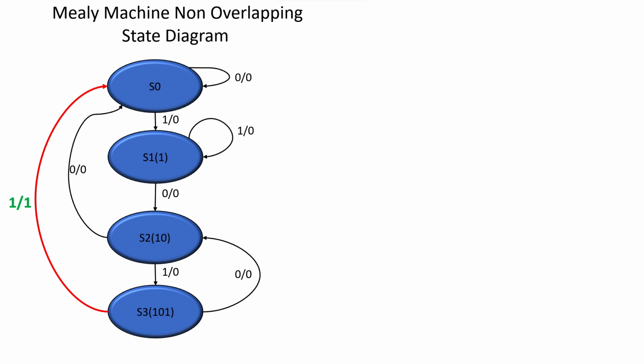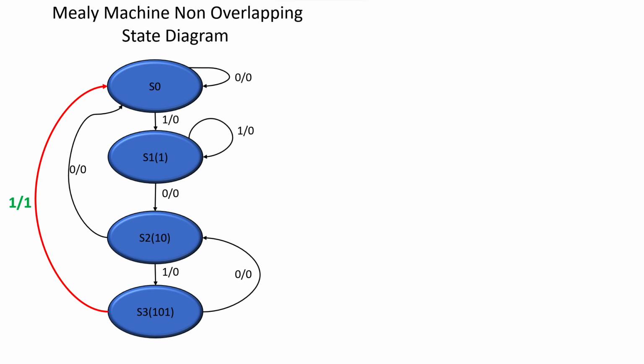Then I start making the other transitions. If at S0 reset state 0 input comes, then the present state will remain at S0 only. If at S1 state 1 input comes, then the present state will remain at S1 only. If at S2 state 0 input comes, then the present state will go to S0 state. If at S3 state 0 input comes, then the present state will go to S2 only.